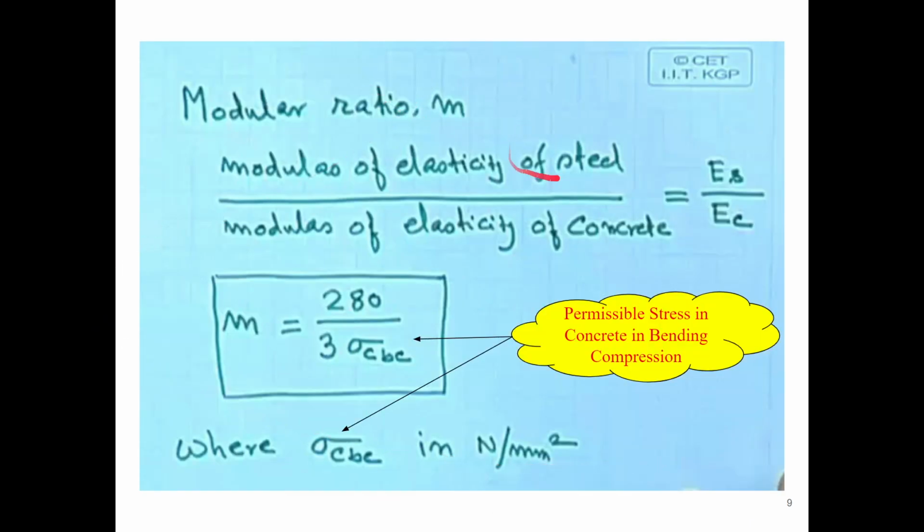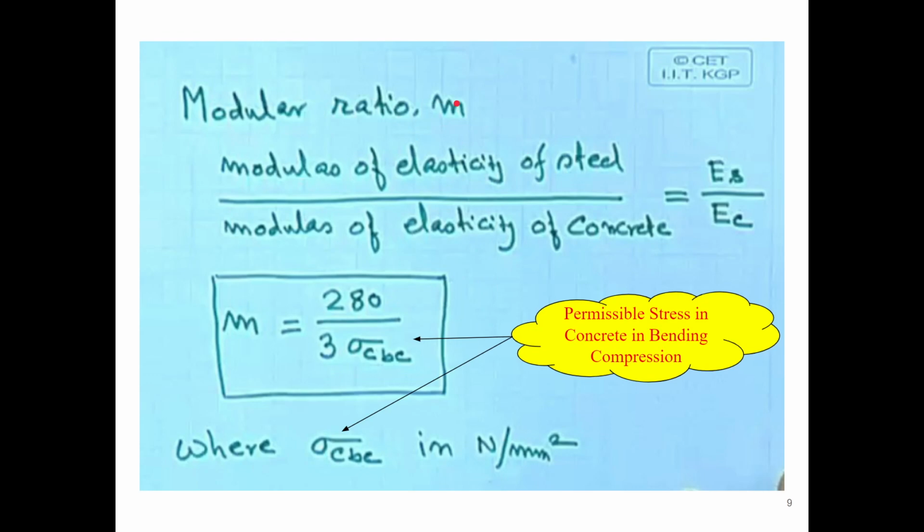As I just discussed, the modular ratio m is the ratio of Es by Ec, that is the modulus of elasticity of steel, which is 2 into 10 to the power 5 megapascal, and the modulus of elasticity of concrete, Ec, which as per IS code is 5000 square root of fck. I think we discussed this in the last class. Using those values, you can easily find the Es and Ec values, and using that you can find the modular ratio m, which is required for the working stress method.